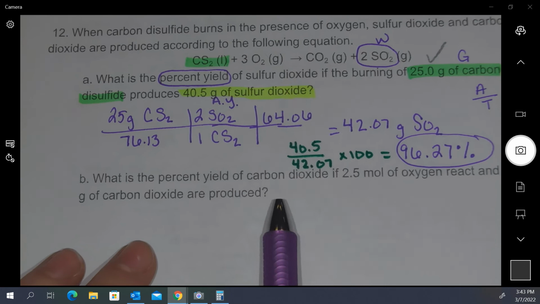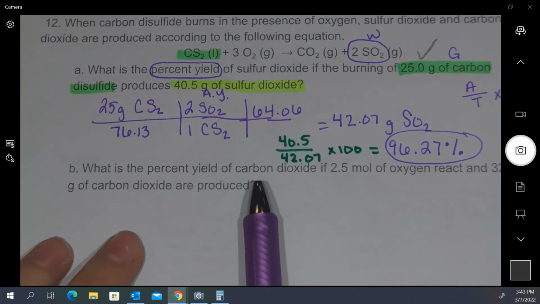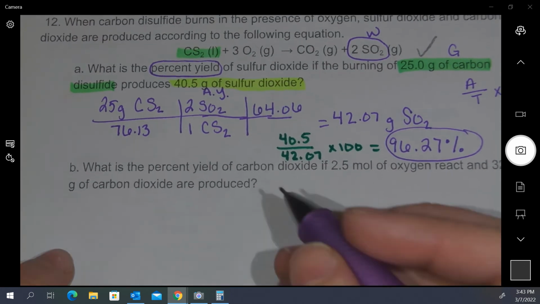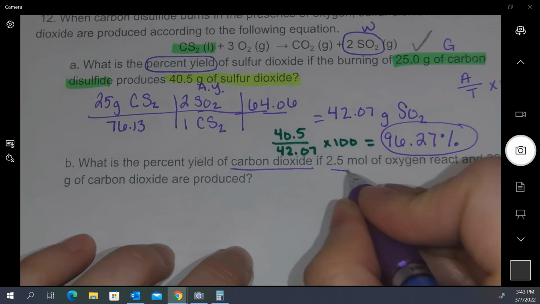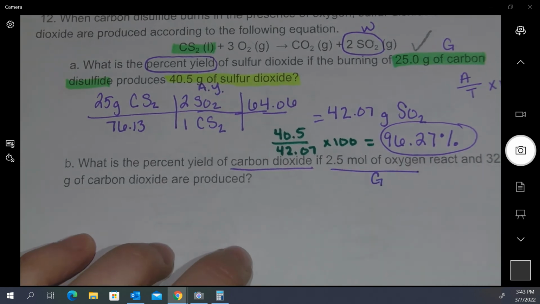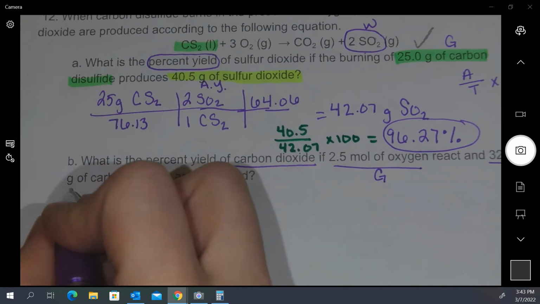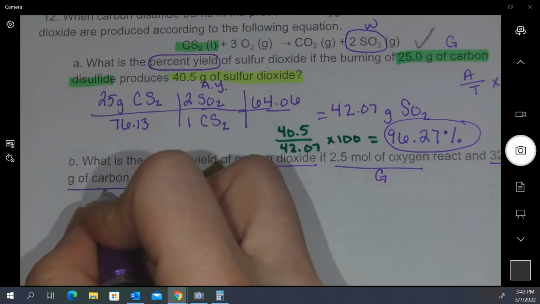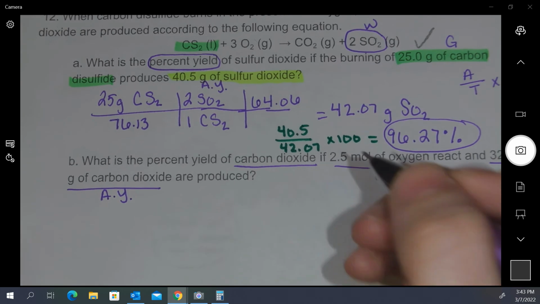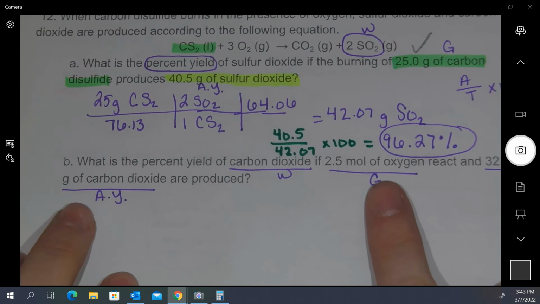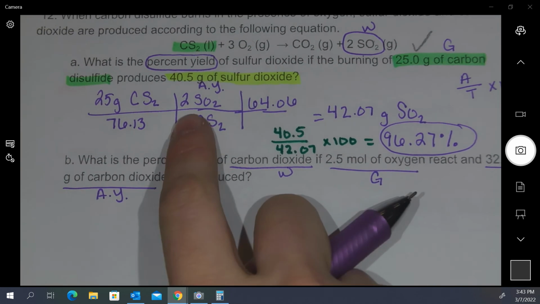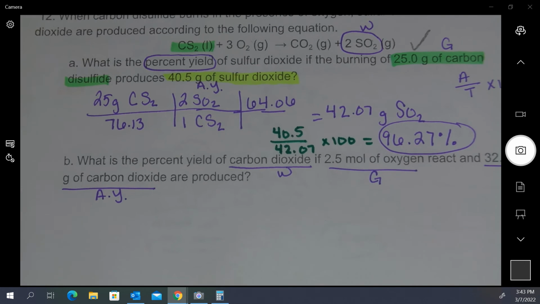Using the same chemical equation, so the same one is up here. What's the percent yield of carbon dioxide? So we know we're going to be working with carbon dioxide. If 2.5 moles of oxygen, that's our given, react and give us 32.4 grams of carbon dioxide. So we know that we're going to be working with carbon dioxide. Our given is oxygen, and we have our actual yield.